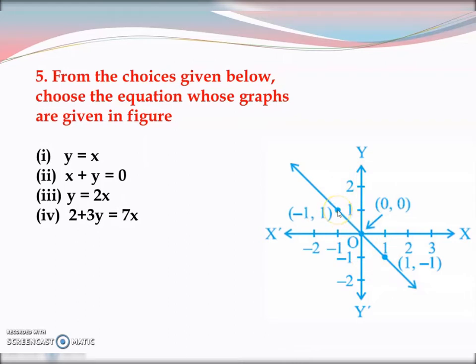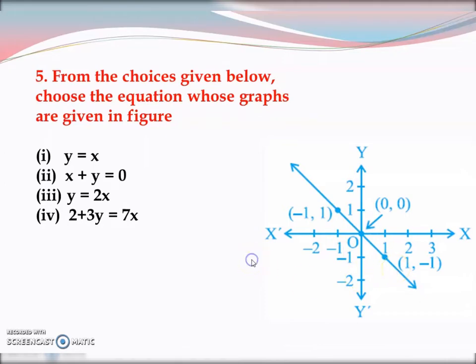So if you see -1, 1, now y is equal to x, that means the x and y coordinates have to be equal. Now here in -1 and 1, obviously the x and y coordinates are not equal. 0, 0, yes, the x and y coordinates are equal. Again in 1, -1, the x and y coordinates are not equal. So only one of the points is satisfying this equation. The other two are not satisfying. So y is equal to x cannot be this line.